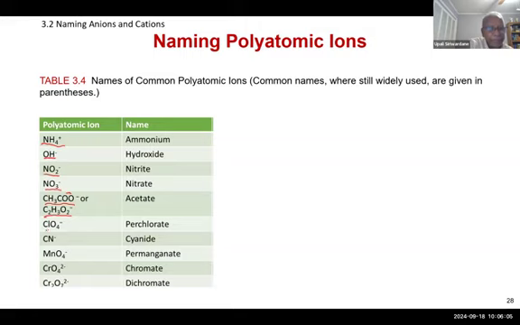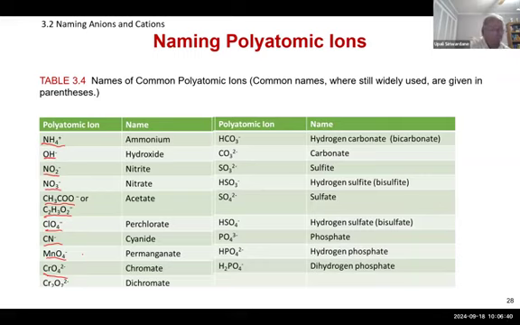Perchlorate, cyanide, permanganate, one negative charge. Chromate, two negative charge. Dichromate, Cr2O7 2 minus. You have to remember charges and the formula of polyatomic ions to name these compounds.